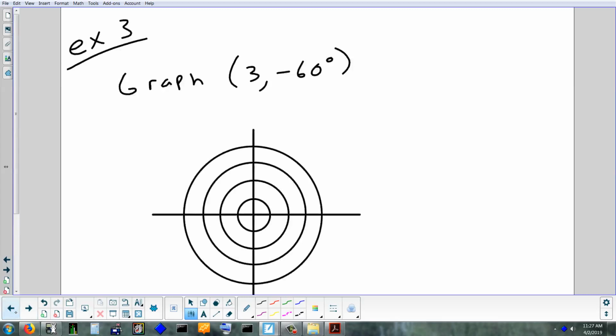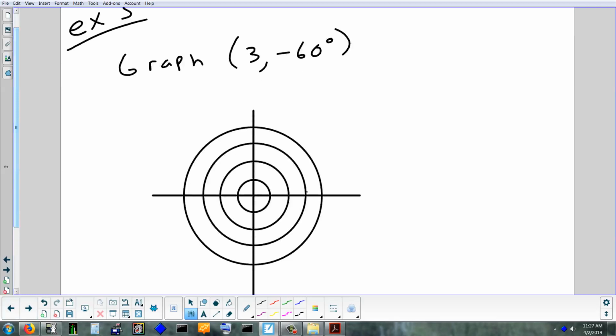Okay, so let's look at this one. 3, -60. Kaylee, what am I going to do first to graph 3, -60? You're going to move to the right 3. To the right 3. All right. And now -60. How am I going to do -60? Yeah. Move 60 degrees clockwise. 60 degrees clockwise. So 60, a little bit over half. It's maybe about right there. Any questions on that one?